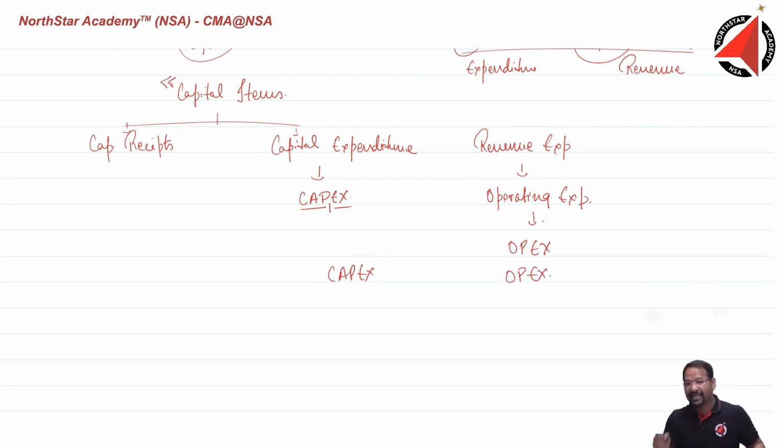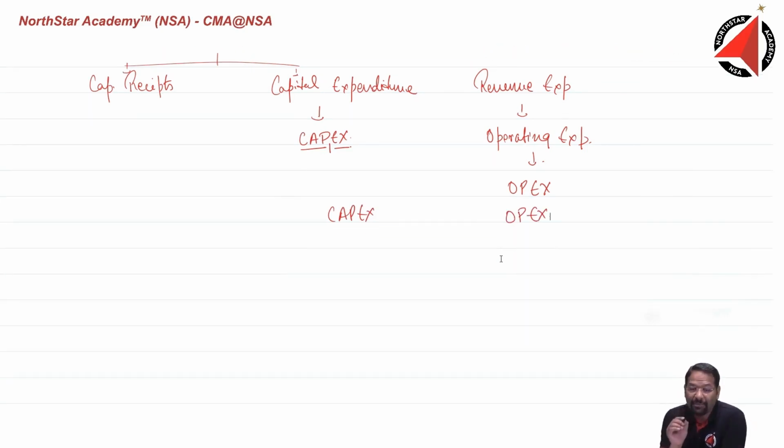If you finally got married and she never became your X, then what will you call those expenditures? Was it capital expenditure or was it operating expenditure? What do you think? It is CapEx or OpEx? So it is basically a CapEx.